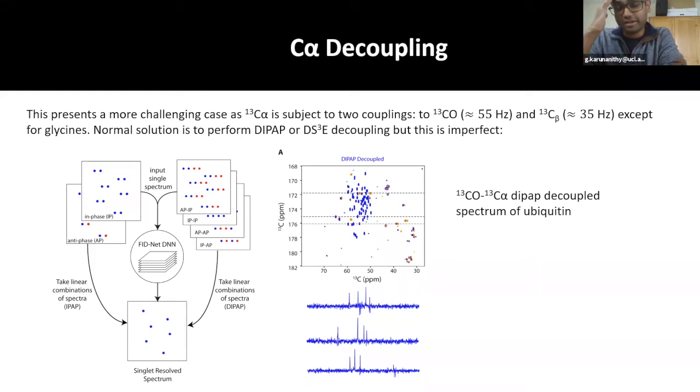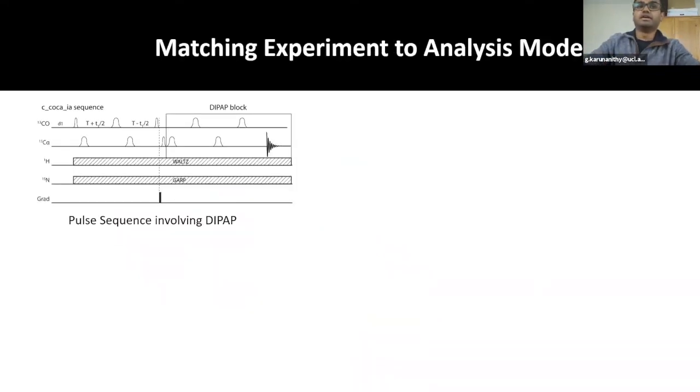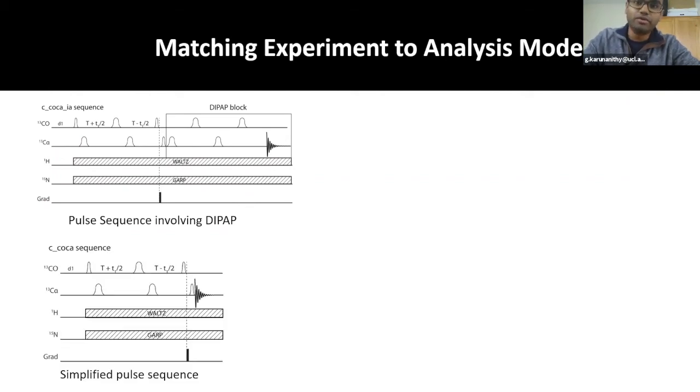We could have taken a similar approach, tried to get an in-phase spectrum, and then trained a neural network to deal with that. But we tried to be a little bit more creative, and we like playing with spins on the spectrometer. So we looked at pulse sequences. We have this pulse sequence for recording a COCA experiment, and at the end you have this DIPAP block. That's to create your various in-phase, anti-phase combinations, which you need to take linear combinations of to get your final spectrum. And we thought, well, why don't we just get rid of that?